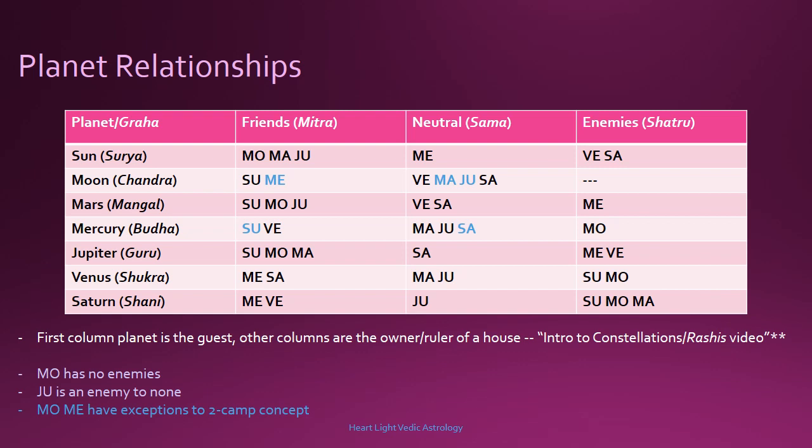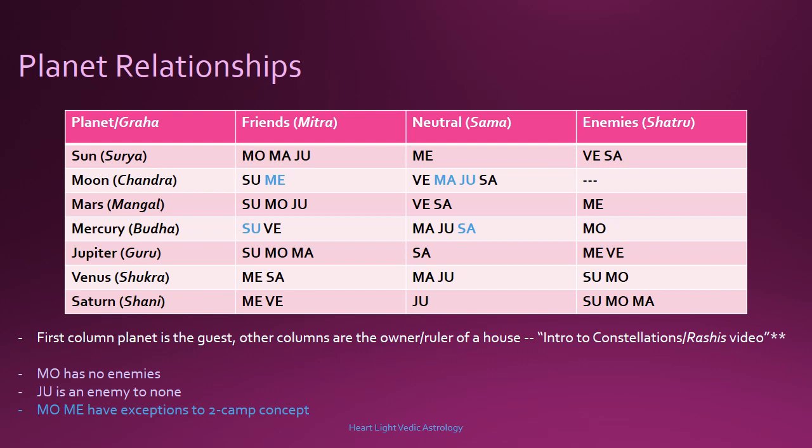And then if we look at the neutral column here, we can see that Venus and Saturn are neutral places for the Moon to be. And that fits. We would expect Mercury to be neutral or enemy as well if it was exactly following the 2 camp concept, but it's not. Venus and Saturn make sense. But we can see Mars and Jupiter are neutral to the Moon instead of being friends of the Moon. So again, the Moon is an exception.